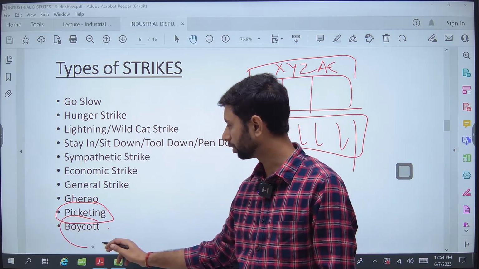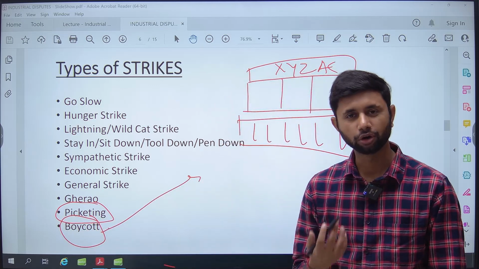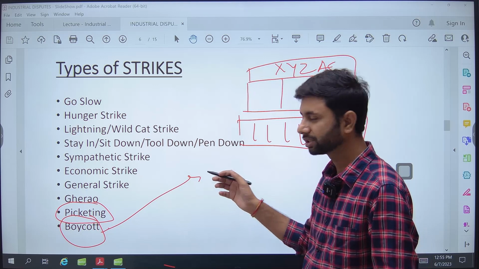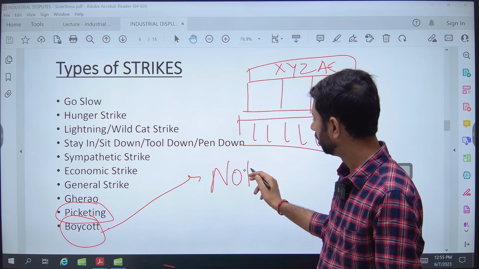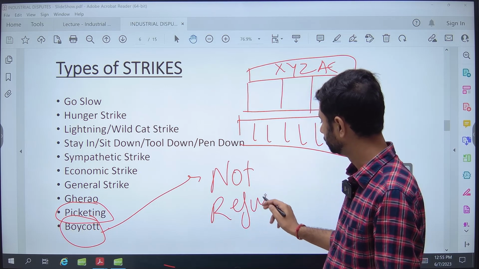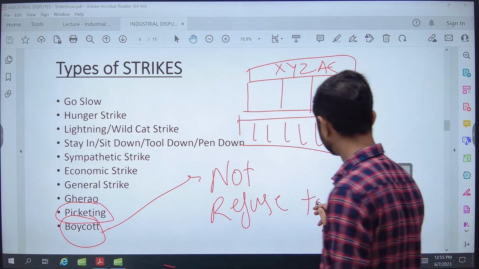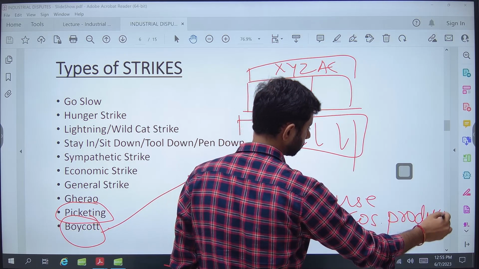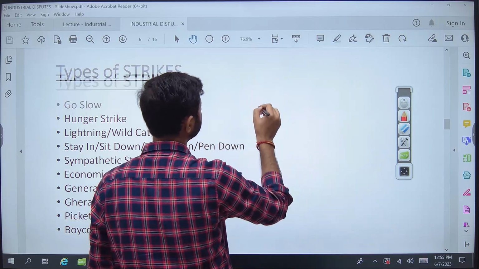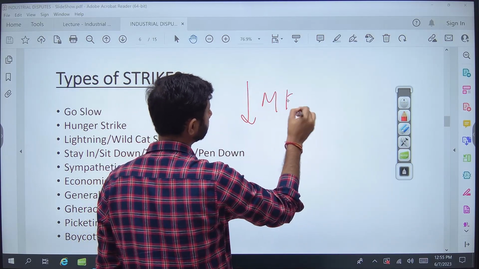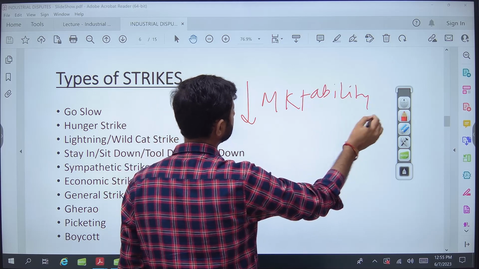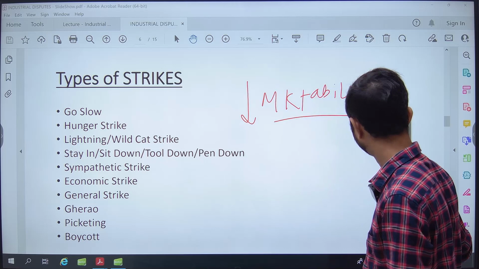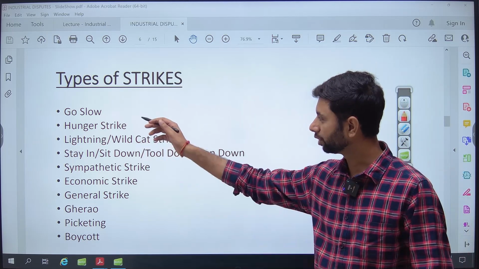Okay, so next thing is boycott. Boycott, as you all might have understood this concept in various other subjects, just refers to not using or refusing to use the company's products. And what will this do? This will reduce the marketability of the products of the company in question. Okay. So I hope you all have understood these various types of strikes.